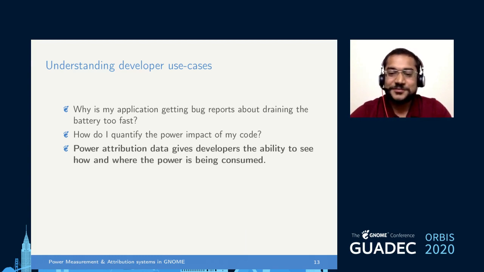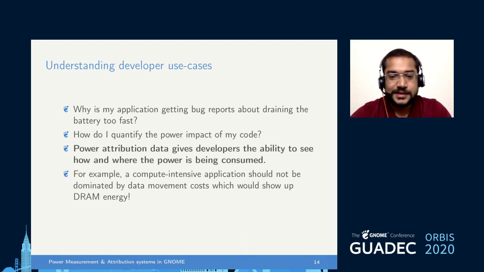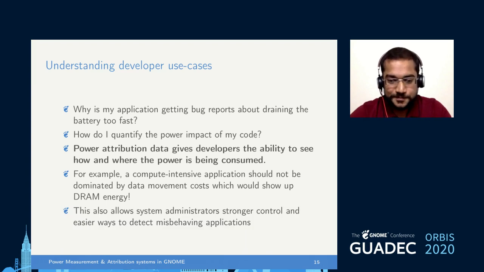So this data will give developers the ability to see how and where actual battery power is being consumed, right? And let's take an example of games. All of us love to play games. So a game should not ideally be doing a lot of memory accesses. It's a CPU heavy application. And if your game is running really slow, our objective is to help you understand that, okay, your game is being bottlenecked by your RAM and it's not being bottlenecked by your CPU or by your GPU. So that is one of the use cases for this kind of data.